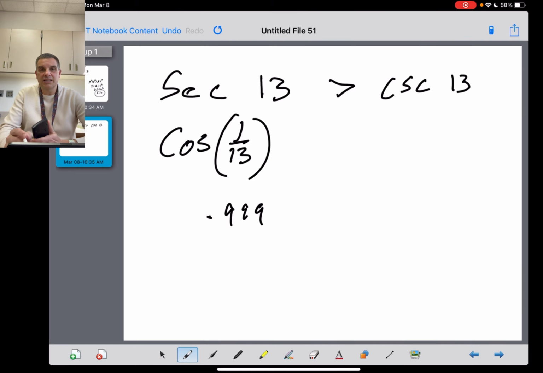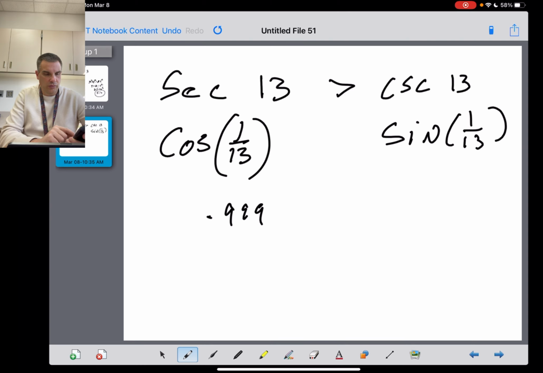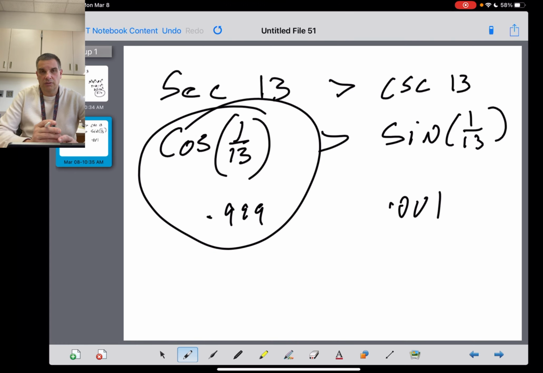If I go the cosecant of 13, that's the same thing as the sine of 1/13. So I hit sine of 1/13. It's 0.00. So this one is greater than that one. So it'd be a true statement. Okay, so you're going to have to look at those today. And just keep in mind that reciprocal piece of it if they're giving you ratios for that. I think that's pretty much what you're going to have to do today.